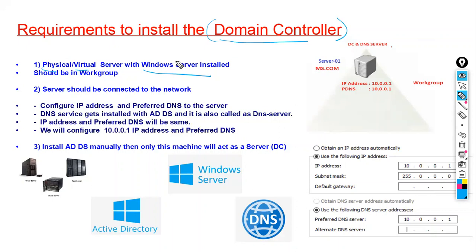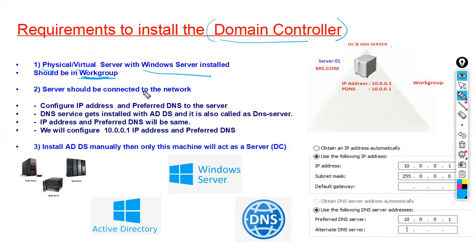So we have already created one virtual machine and we have installed the Windows operating system. Okay. And it should be in a workgroup. I will show you. Okay. The computer should be in a workgroup and the server should be connected to the network. So server connectivity should be there, guys.